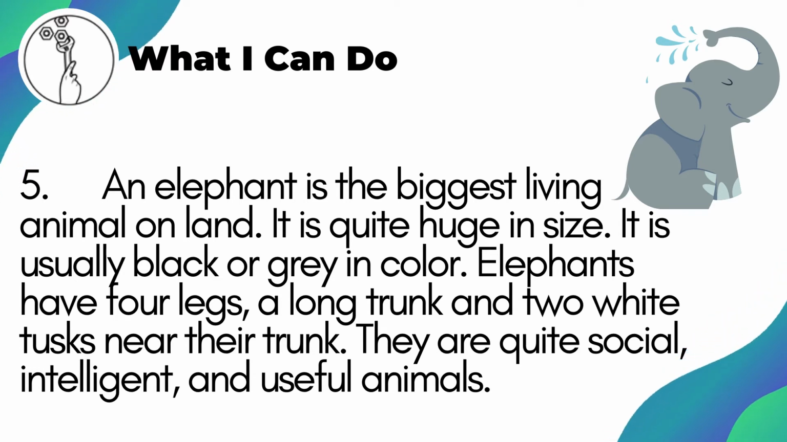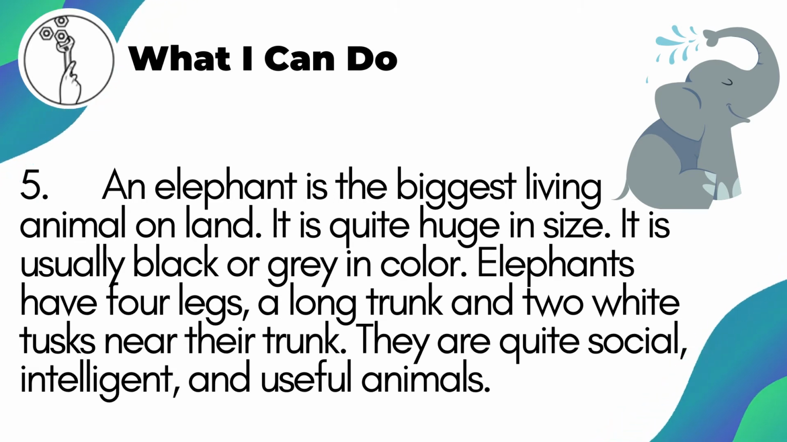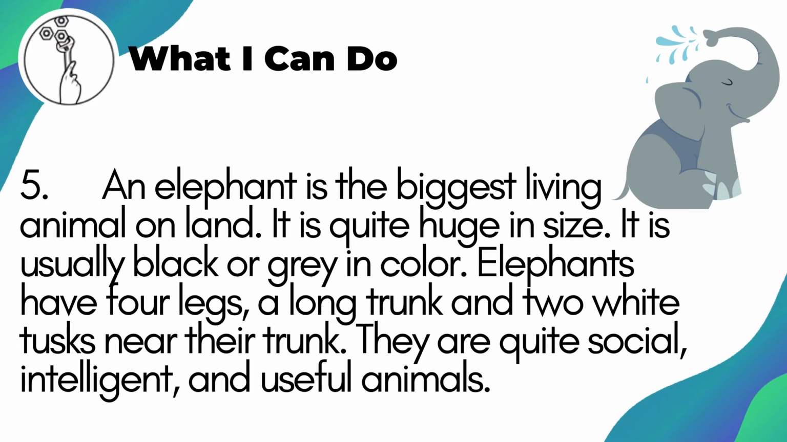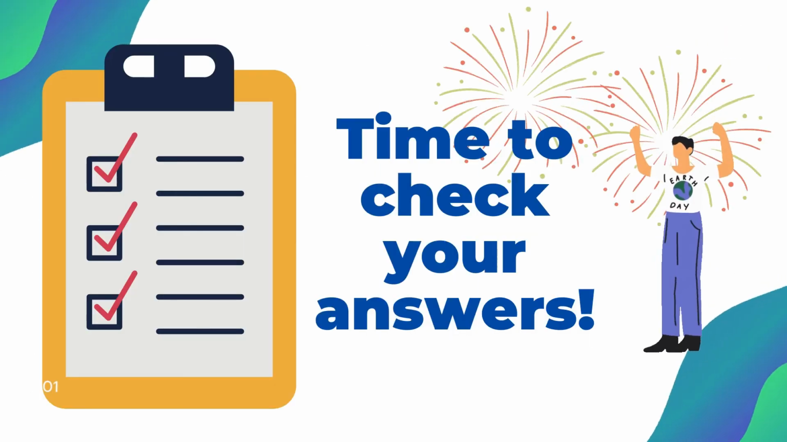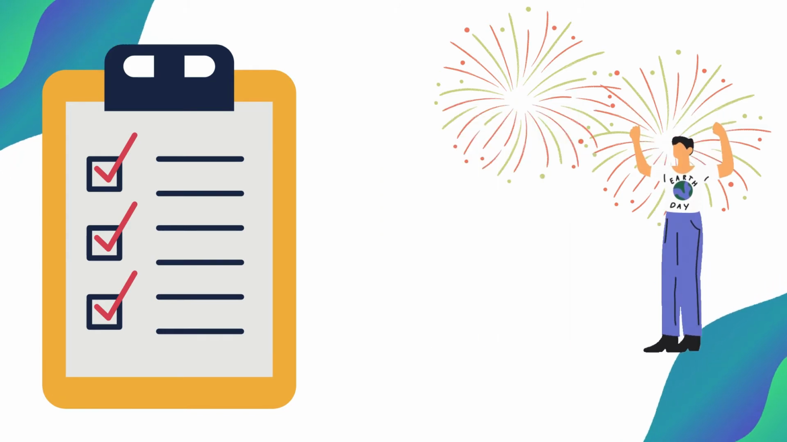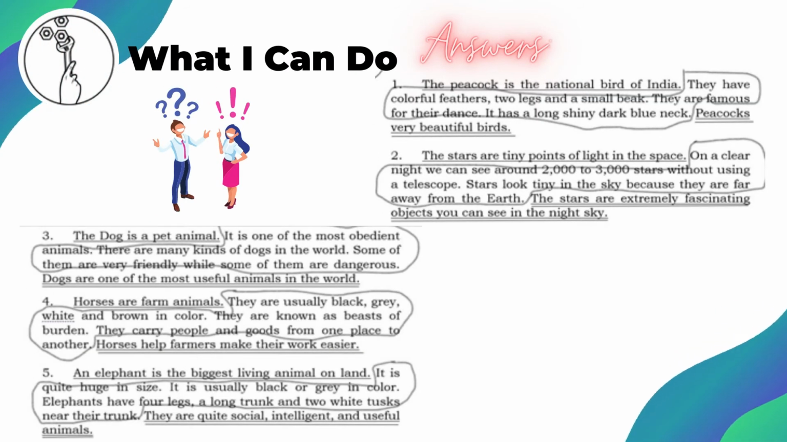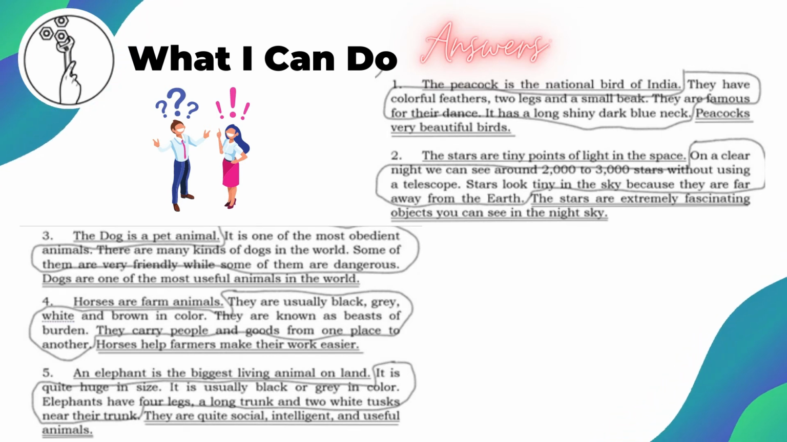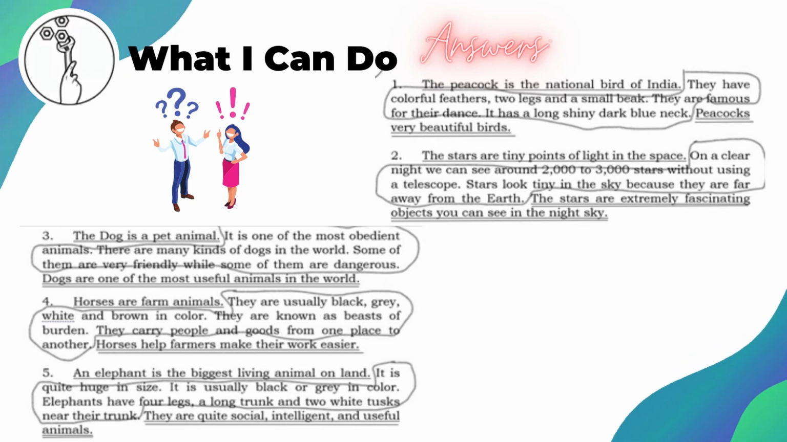Please copy this paragraph in your paper and underline the topic sentence once, encircle the supporting sentences, and underline the concluding sentence twice. It's time to check your answers. Here are the answers to what I can do. You may want to pause this video to check your answers. Great job!